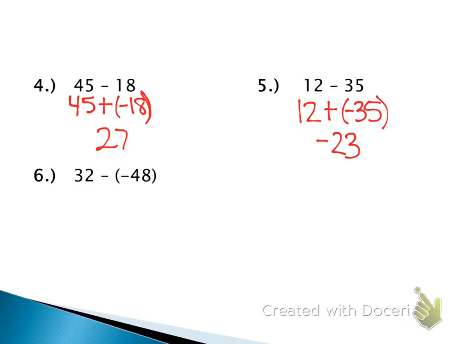Alright, on number 6. If I rewrite it, change it to a positive here, and I change this to its opposite, which is also positive. Keon, what do I get? 7. On number 6. Negative 16. Alright, so then we get a positive 80.